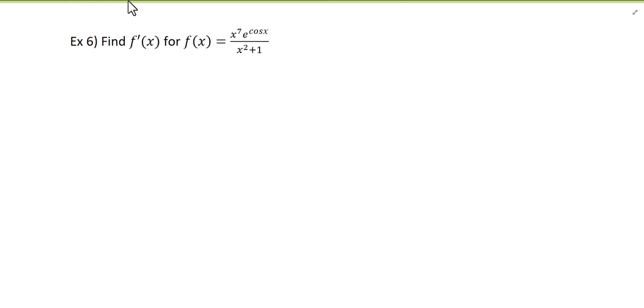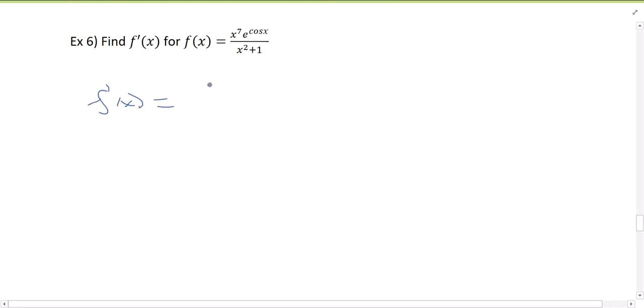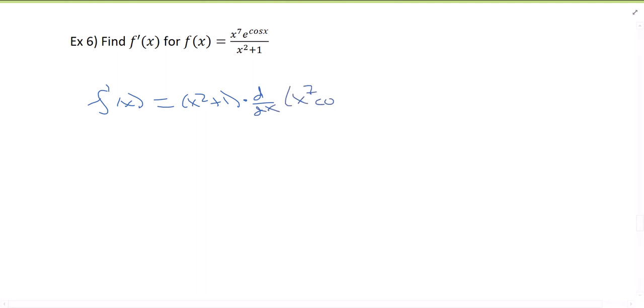What do we have? A big quotient rule, and within that quotient rule, we have a product rule. So if we were going to find the derivative of this as it stands, I would say, okay, it's x squared plus 1 times the derivative of the top, e to the cosine x, and then we have a chain rule in here as well, right? The derivative of e to the cosine x. I will have to figure out that chain rule.